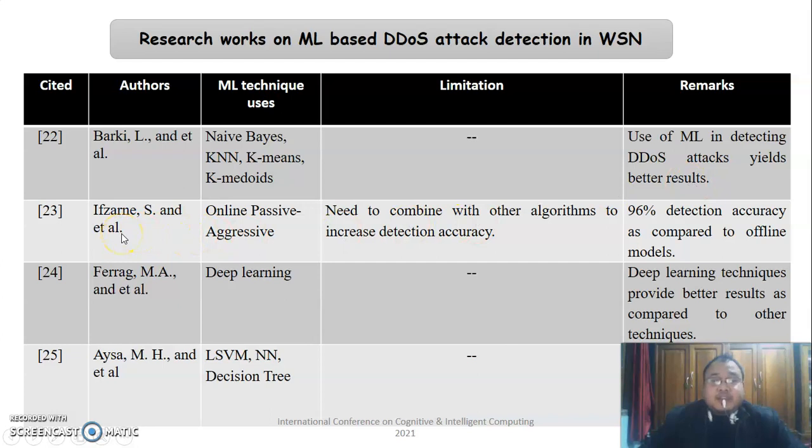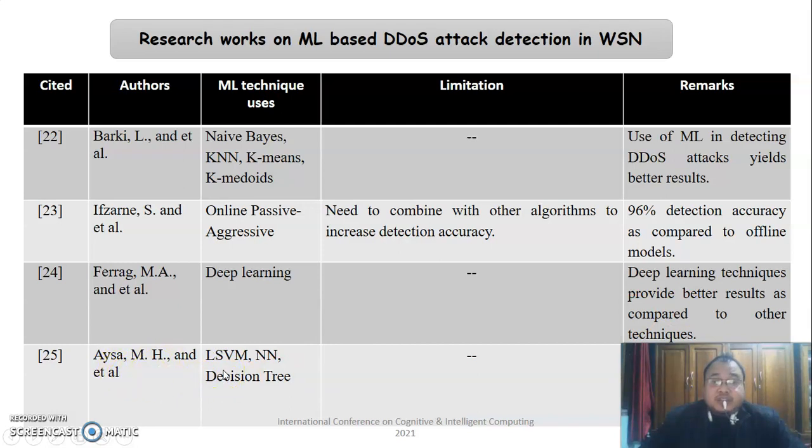Next paper is Ifzan S et al. Online passive aggressor is used. The need to combine with other algorithms to increase detection accuracy is their limitation. Their remark is 96% detection accuracy as compared to offline models. Next paper is Ferak MA et al. Deep learning is the method that they employed, and their remark is deep learning technique provides better results as compared to other techniques. Then next paper, Isa MH et al.